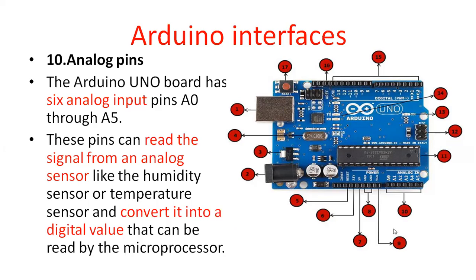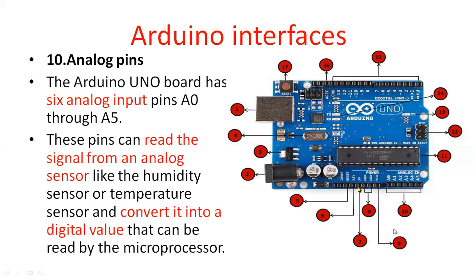These pins read signals from the analog sensors. Any analog sensors, such as humidity sensors or temperature sensors, are converted into a digital value that can be read by the microcontroller. That means to read that information into the microcontroller, these pins are available, converting from one form of data to another.